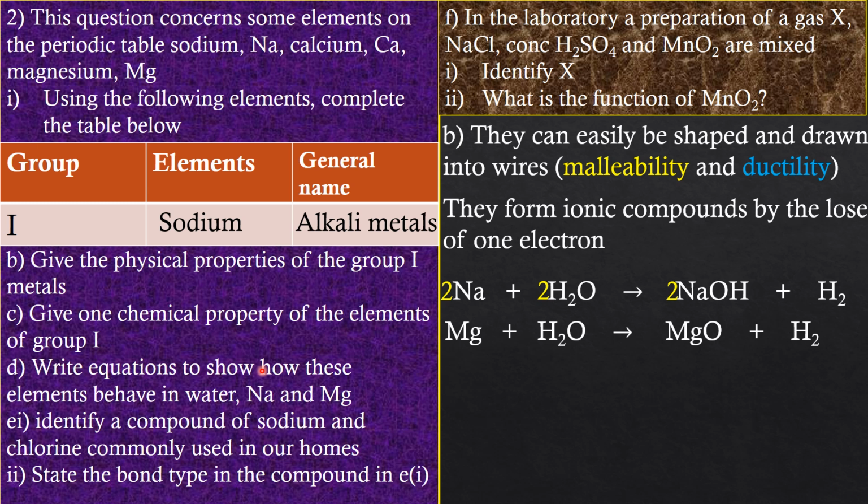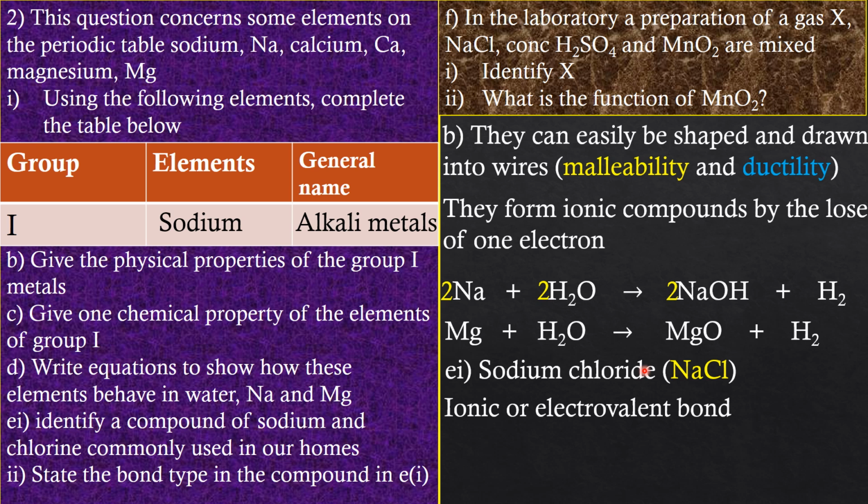Great. So guys, the next part is saying that identify a compound of sodium and chlorine commonly used in our homes. Guys, this is a direct question. That compound should be no other compound apart from sodium chloride. Then friends, the next part is saying that state the bond type in the compound in E Roman 1 above. The compound is sodium chloride. Friends, sodium is a metal, chlorine is a non-metal, and the bond that exists between a metal and non-metal is simply known as electrovalent or ionic bonding. So it's an ionic bond.